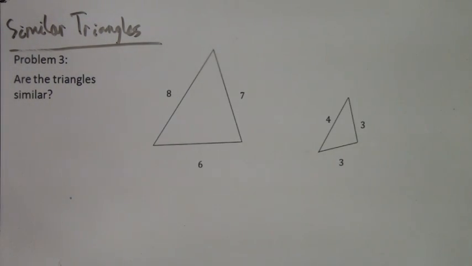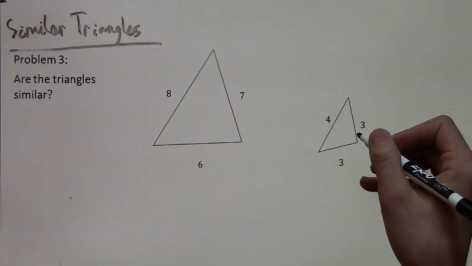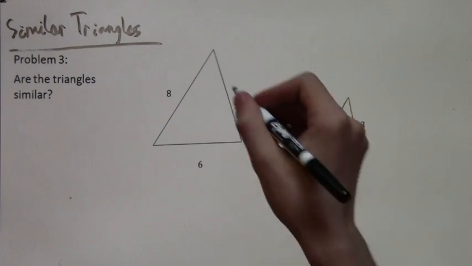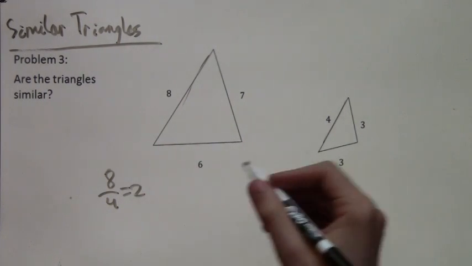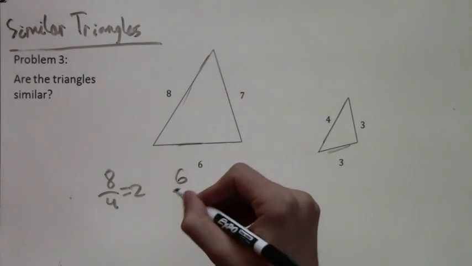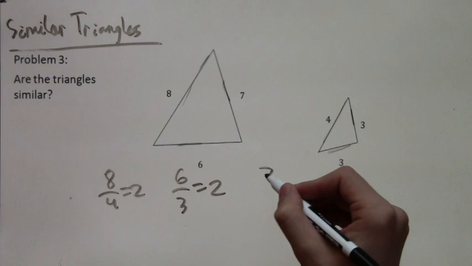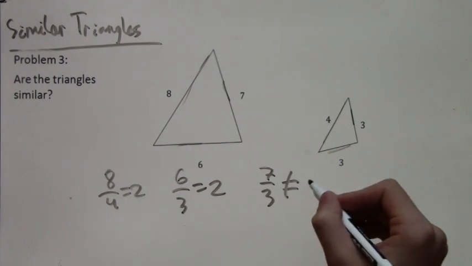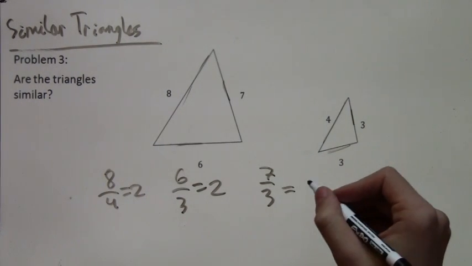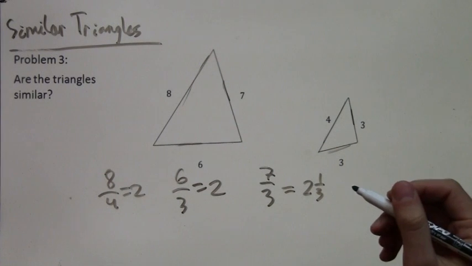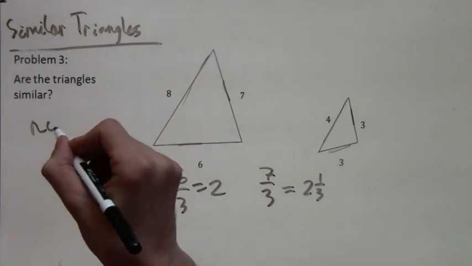Great. Now a final example. In this case, all we know is the three side lengths of both triangles. So it is similar only if SSS works. We calculate the corresponding sides. We have 8 over 4 is equal to 2. 6 corresponds to 3, and we divide to get 2. 7 corresponds to 3, but 7 over 3 is not equal to 2. It's actually equal to 2 and 1/3. So as you can see, the ratios are not all equal. Two of them are, but the third one is wrong. So by SSS, the triangles are not similar.